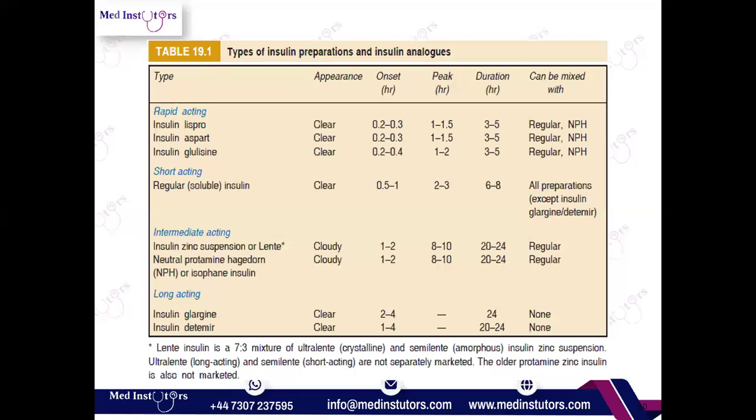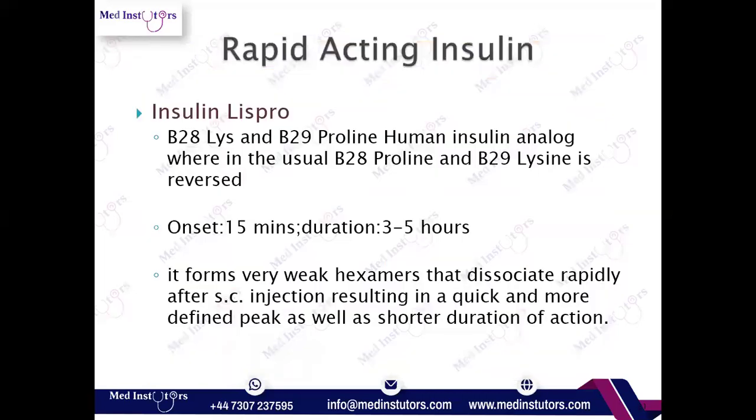Next, in the next slide, the first of the rapid acting insulins is insulin Lispro. How did the name Lispro come? In the B chain, at the 28th position we have lysine and at the 29th position we have proline, whereas usually position 28 has proline and 29 has lysine. Proline and lysine are interchanged in the B chain of the normal insulin to get Lispro. That is how the name came, Lispro.